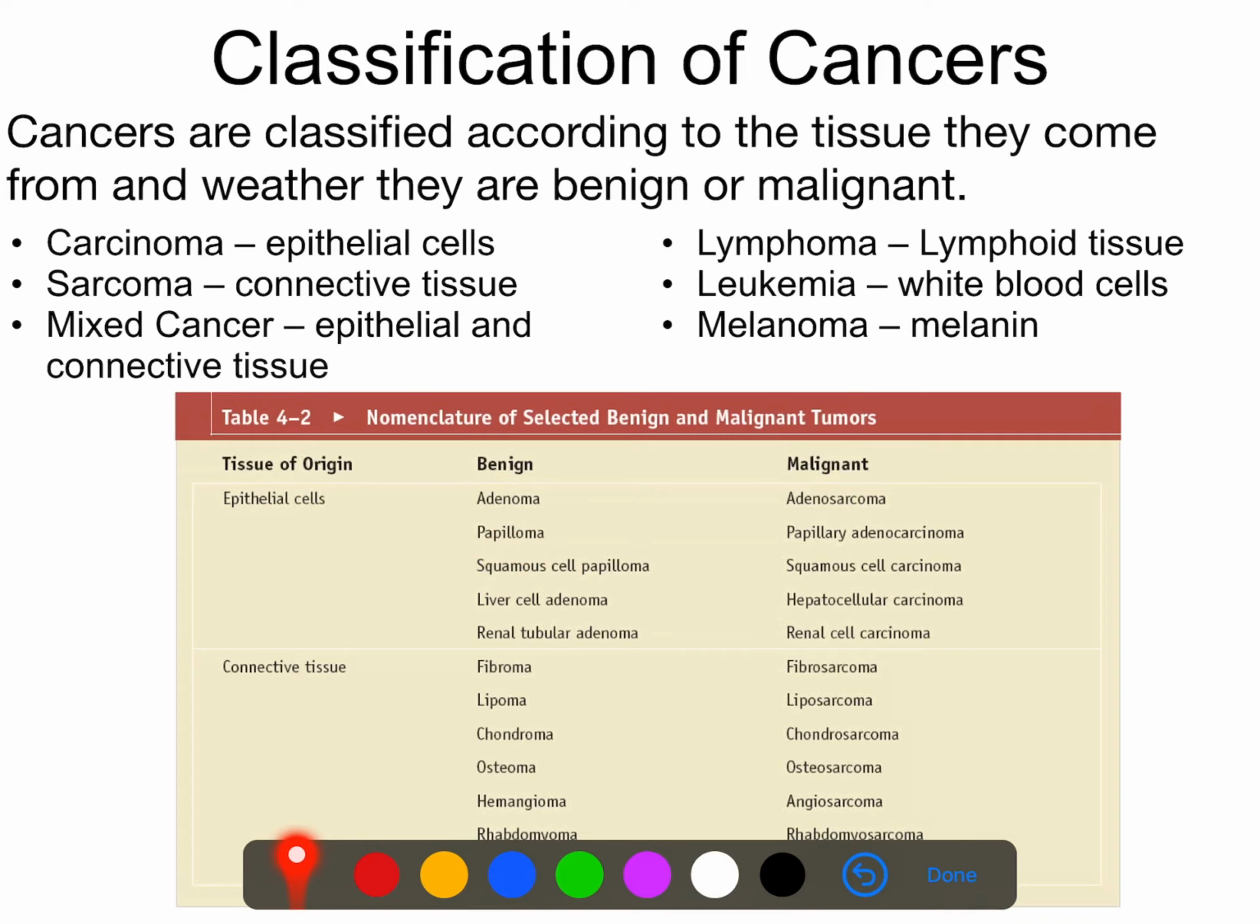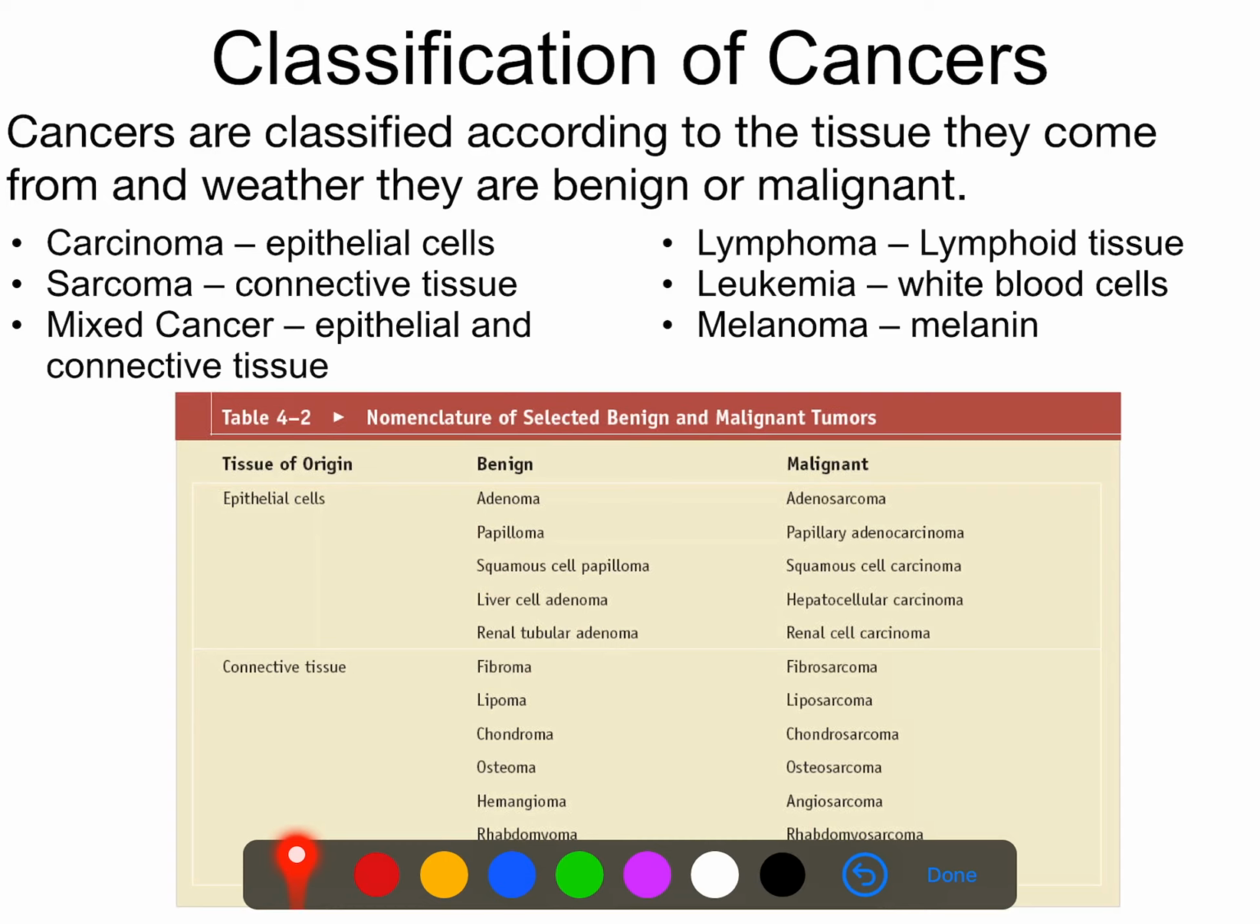Maybe benign. If something ends in carcinoma or sarcoma, then it's probably malignant. So adenoma is a benign tumor of the epithelial cells, whereas adenosarcoma is a malignant cancer of those same cells.